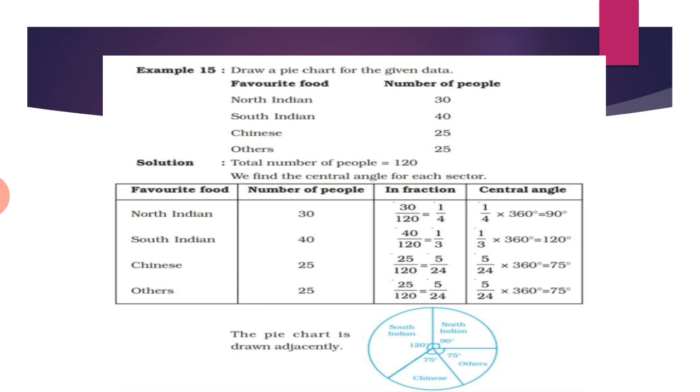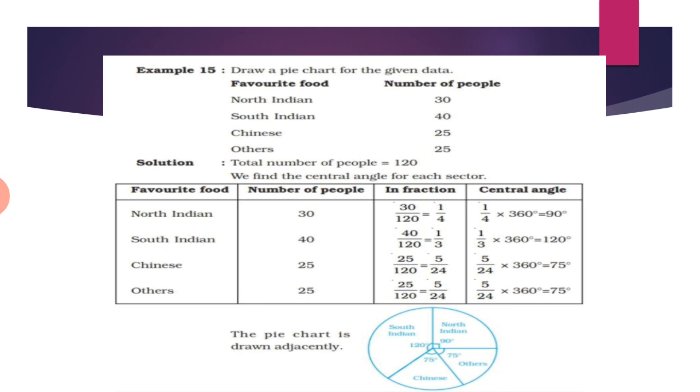Now you will make a box like this to find out the central angle. Without finding the central angle, we cannot plot anything. So the first column is your favorite food. Second column will be number of people. Third column is in fraction. And fourth column is central angle. Now 30 out of 120 into 360. You may remove the third column. It is of not much use. You can do directly in the central angle column.